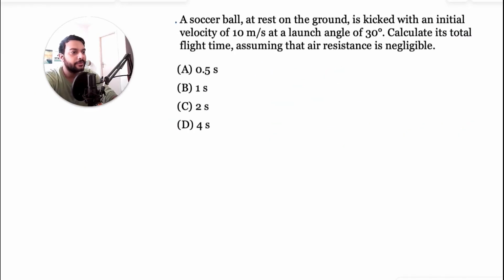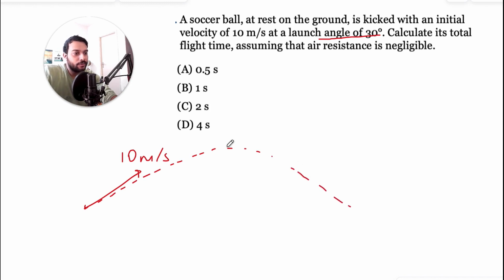A soccer ball at rest on the ground is kicked with an initial velocity of 10 meters per second at a launch angle of 30 degrees. Calculate its total flight time, assuming that air resistance is negligible. Okay, since they've given this launch angle, the motion is going to be a projectile motion and it's going to look like this. Let's say this is the initial velocity, 10 meters per second, and the ball is going to travel like this. It'll go to a topmost point and then come down again, and these two halves of the motion would be totally symmetrical, from A to B and then from B to C.